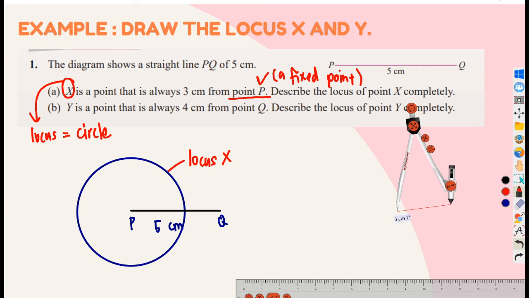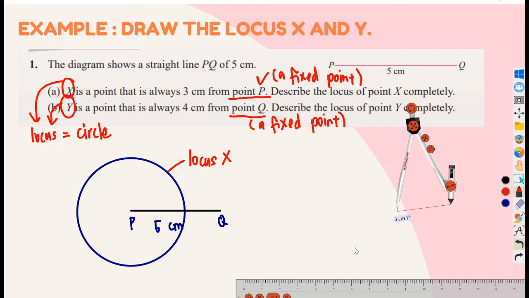Now the second one is Y, a point that is always 4 cm from a point Q. The same thing, point Q, which is a fixed point. So Y here is the locus. The locus that you need to draw is a circle.